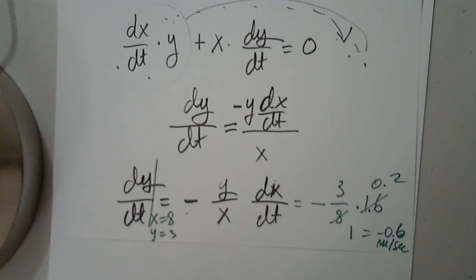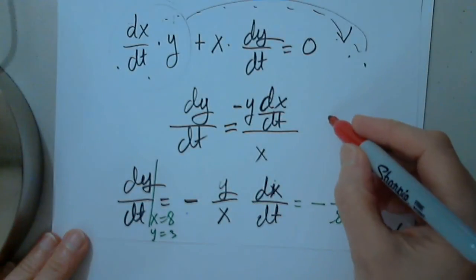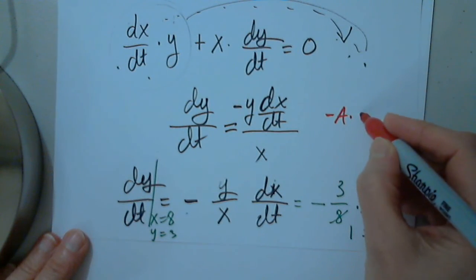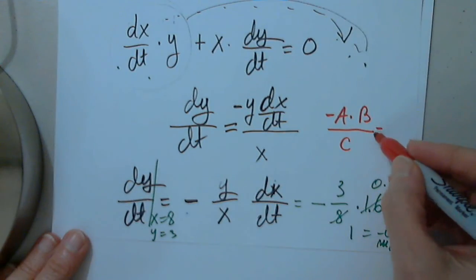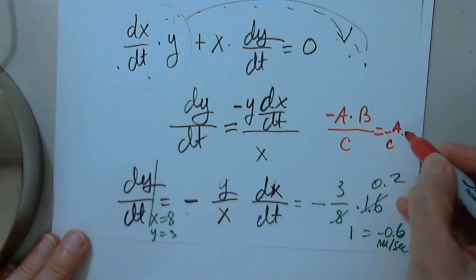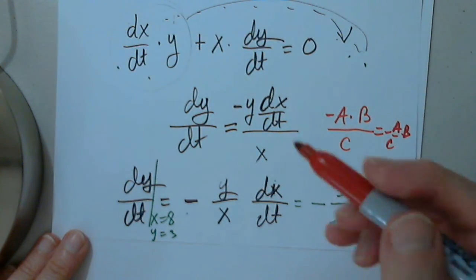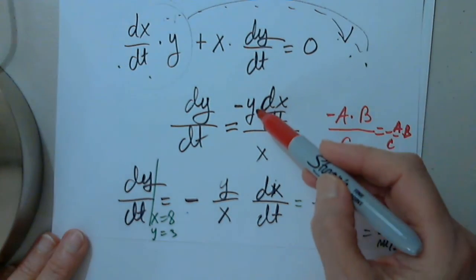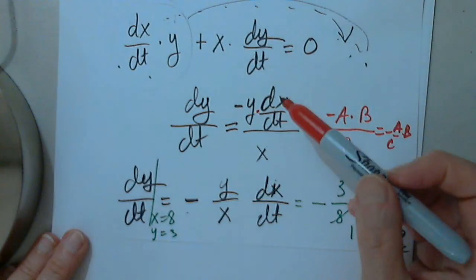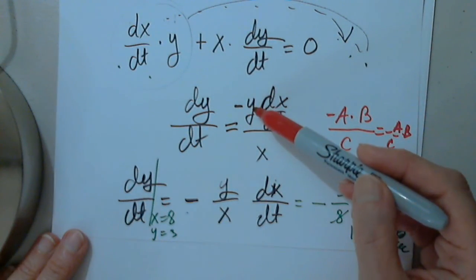So we're just able to take dx over dt away from over x. Very good. So if I have like negative a times b over c, I can write it as negative a over c times b. Is that only when it's negative? No, it doesn't matter. This is a product.